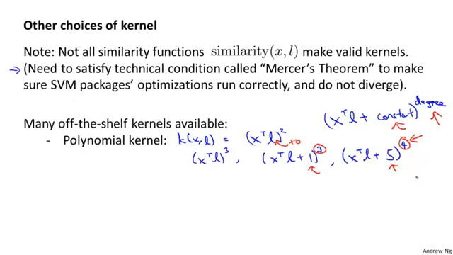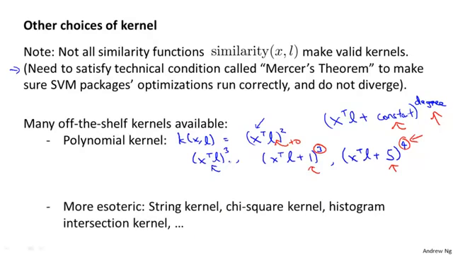Usually it's used only for data where x and L are all strictly non-negative, and so that ensures that these inner products are never negative. But it captures this intuition that if x and L are very similar to each other, then maybe the inner product between them will be large. It has some other properties as well, but people tend not to use it much.